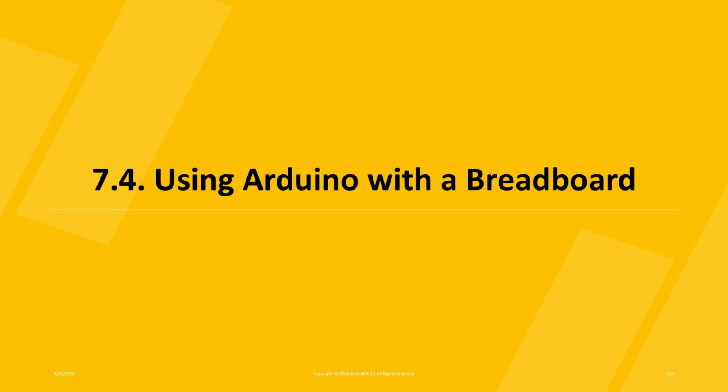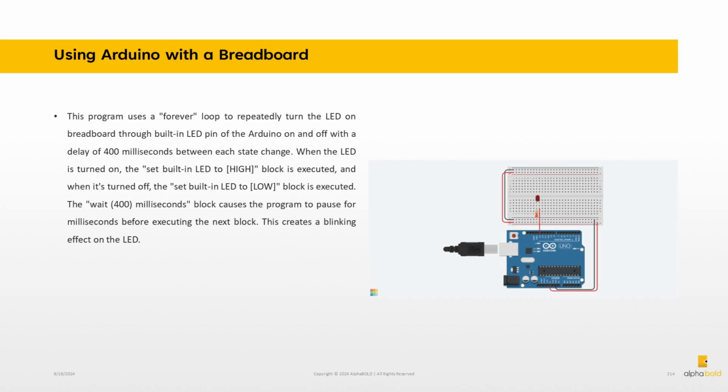Using Arduino with a breadboard. This program uses a forever loop to repeatedly turn the LED on breadboard through built-in LED pin of the Arduino on and off with a delay of 400 milliseconds between each state change.